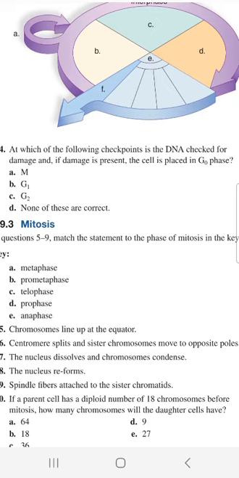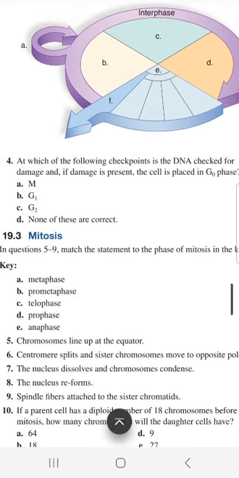At which of the following checkpoints is the DNA checked for damage? And if the damage is present, the cell is placed in the G0 phase. This will occur during the G1 phase, because just a simple rule, it's G1. If there's any damage, if there's anything wrong, it will go to G0.